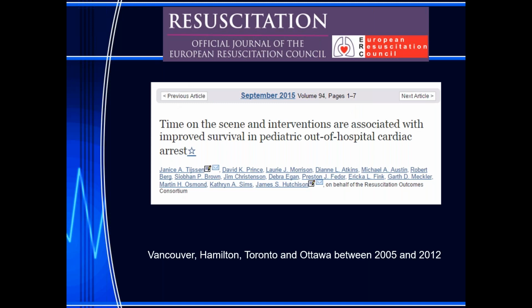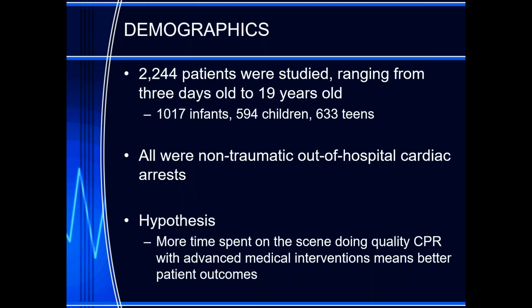Again, a lot of studies have looked at this. And one of them that you see on this screen was done back in 2015. And it was, again, looking at the interventions associated with survival that were good, that allow for these kids to actually be resuscitated and have a decent outcome from an out-of-hospital cardiac arrest. So it was a pretty big study. They had close to 2,300 patients ranging in various ages like you see here, and these were all non-trauma cardiac arrests.